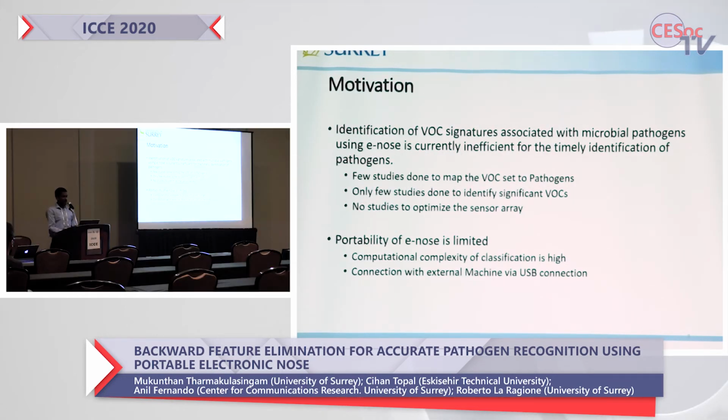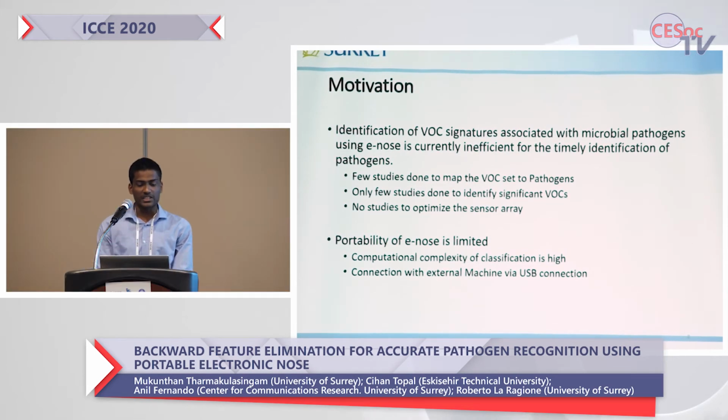Based on these studies, we identified that the identification of VOC signatures associated with microbial pathogens using e-nose is currently inefficient for the timely identification of pathogens, because only a few studies have been done to map the VOC set to pathogens, only a few studies have been done to identify significant VOCs from those VOCs, and no studies have been done to optimize the sensors array in e-nose. And the portability of e-nose is also limited because the computational complexity of classification is high, and connection with an external machine is done using USB connections.